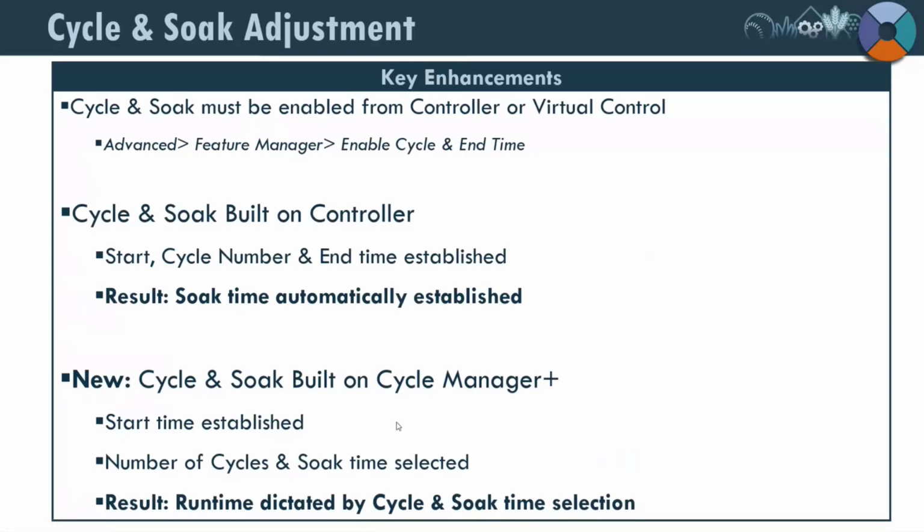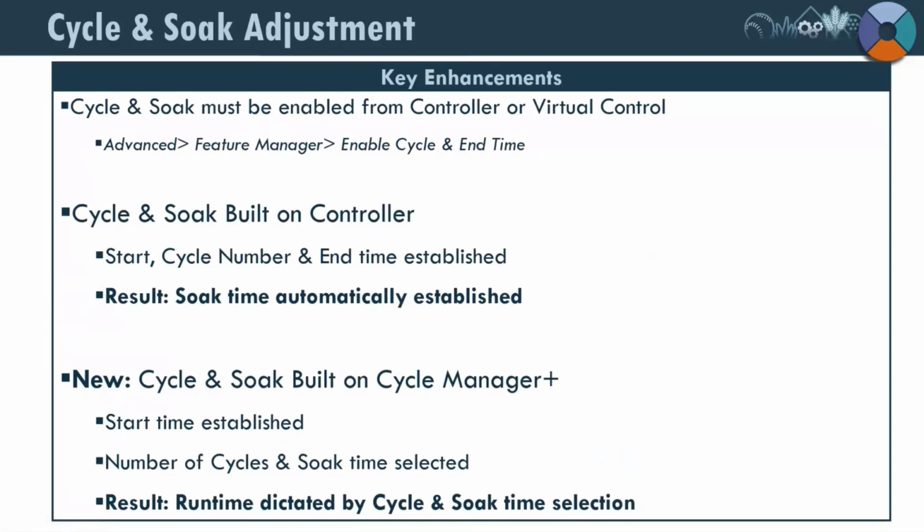So the difference between old and new, they're both still live on the controller. With the cycle and soak built on the controller, you establish the end time, and the soak times split the difference between the runtime you set and the number of cycles. Whereas in the new capability, you have the ability to actually establish that soak time, the break that you want within the program. You have the runtime set, the number of cycles, and so the total runtime is then extended, or the end time of the program.